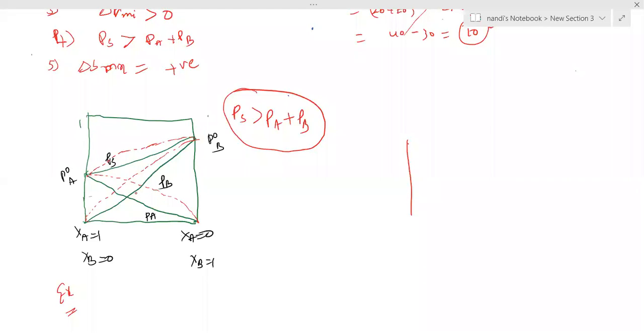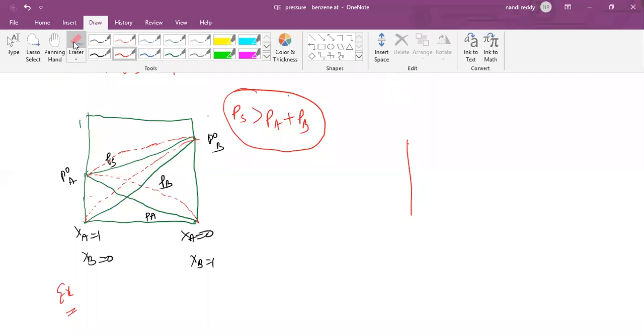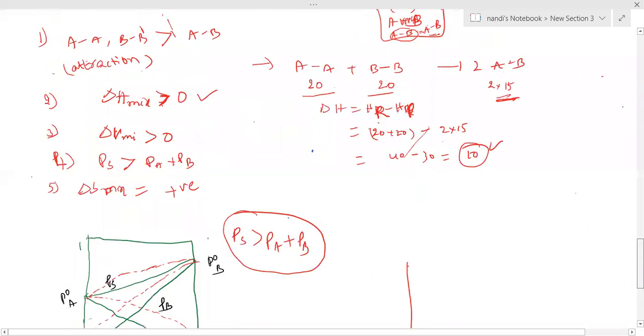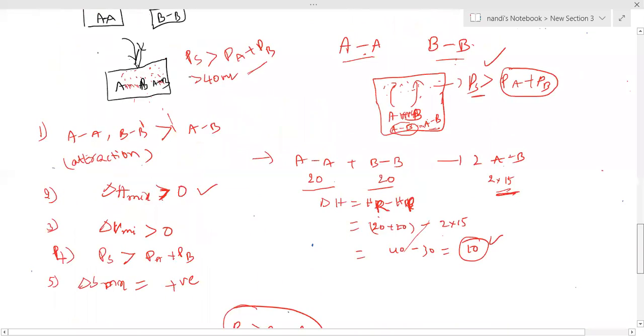In every case you can apply the delta G concept. Every case, not just one case. Delta G equals, you know that relation, very simply delta H minus T delta S. You need to apply it in every case.